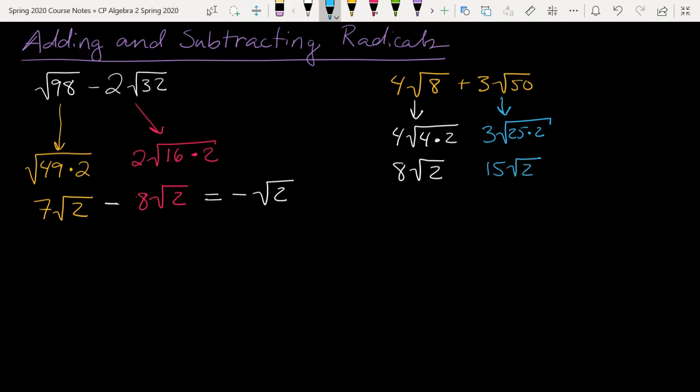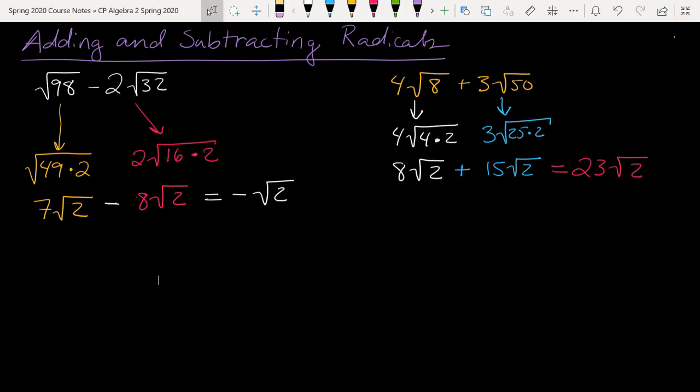All right, now all we have to do is actually do this addition. We have 8 square roots of 2. We're going to add 15 square roots of 2 to that. So really, 8 plus 15 is the hardest math we have to do in this case. We have 23 square roots of 2. So much for adding and subtracting radicals.